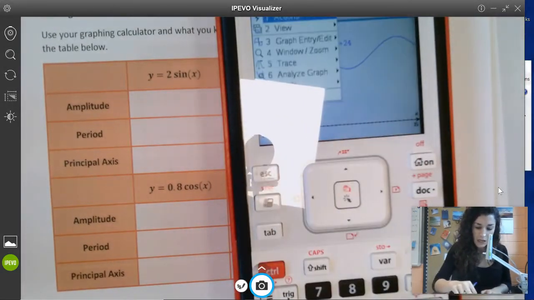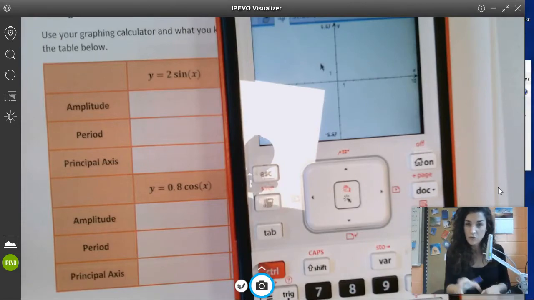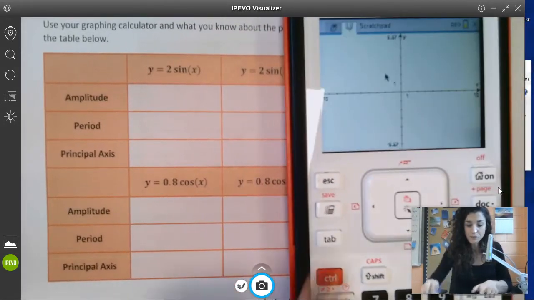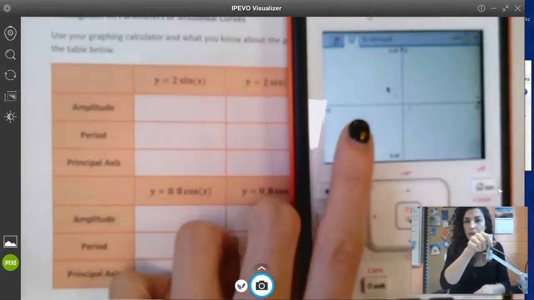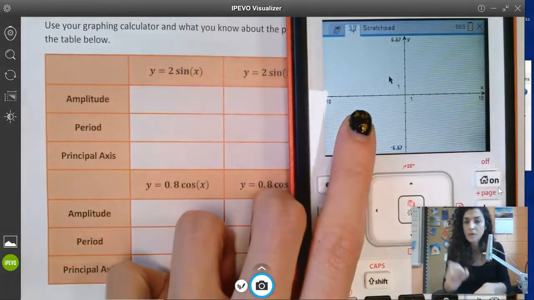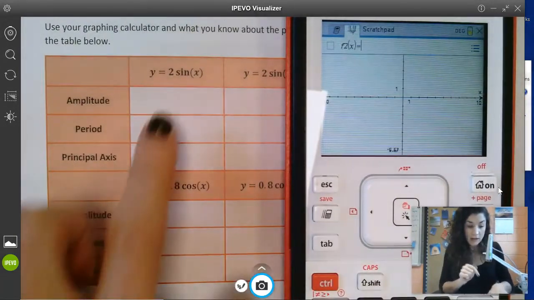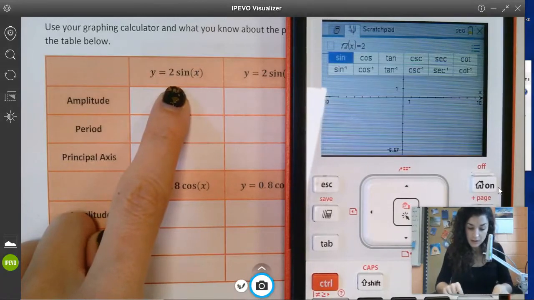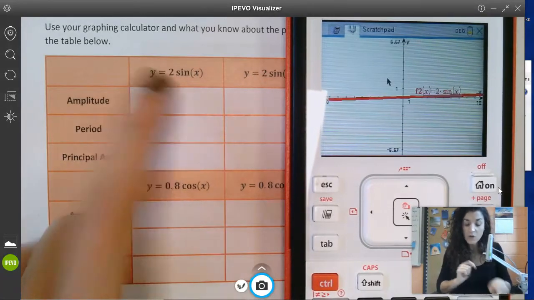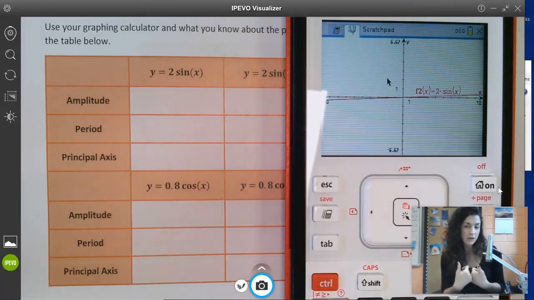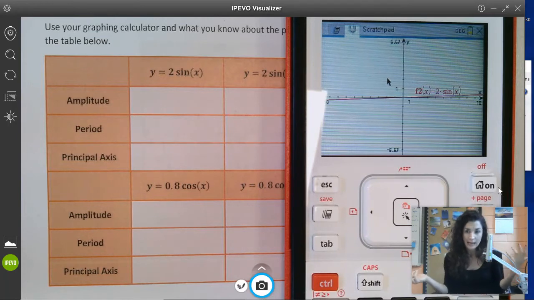Let me first get to a standard zoom, because I'm assuming you guys are all going to be at a standard zoom. Let me get it so it's not blurry. And we're going to go ahead and graph this guy, 2 times the sine of x. And we're going to look at A, how do we get our zoom to be in the right zoom? And B, how do we find the amplitude, period, and principal axis by just looking at the graph? So when you first graph it, it just looks like this.